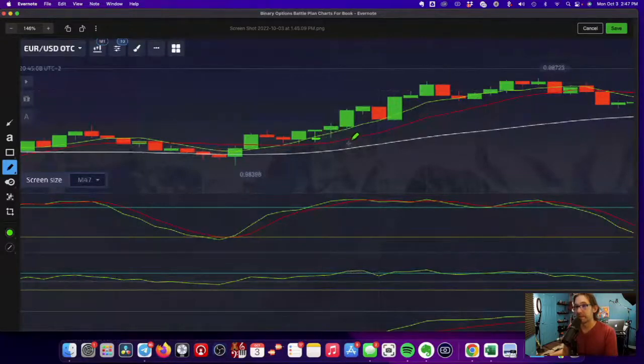So you can see that maybe I entered down, maybe I entered here and it wicked up down here and I lost that trade. That's okay. When it's down there on that wick, all you would do is re-enter. So this is sort of a fast-moving martingale.